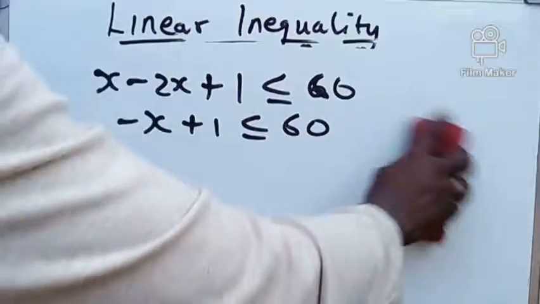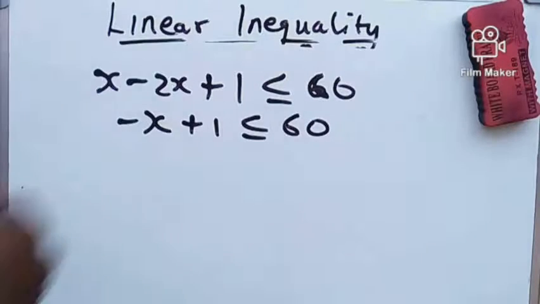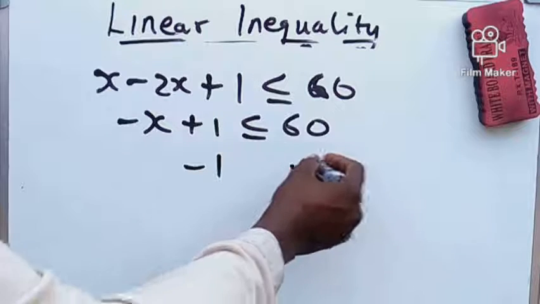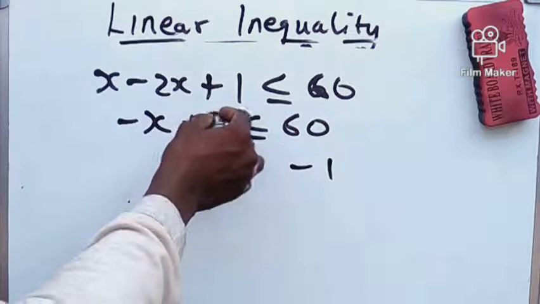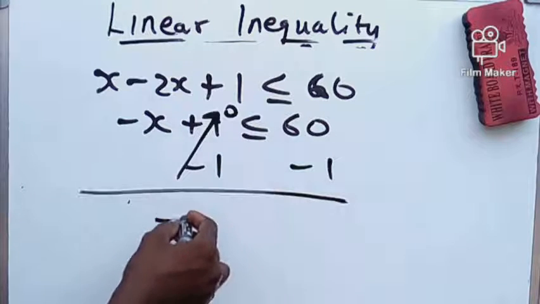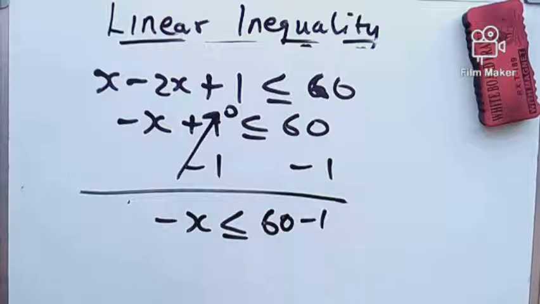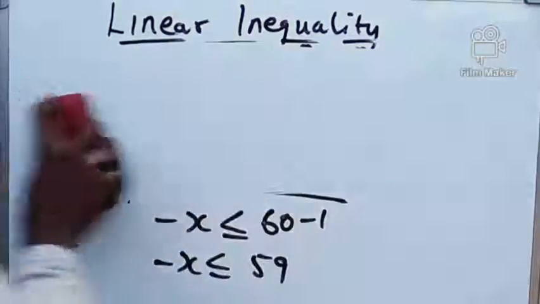Notice that we need to collect the like terms. In collecting the like terms, we need to collect all x's on one side and all constants on the other side. So we need to eliminate plus 1. To eliminate plus 1 here, we add negative 1 and negative 1 there. So this becomes 0, and what we have left is minus x less than or equal to 60 minus 1. 60 minus 1 will give you 59.